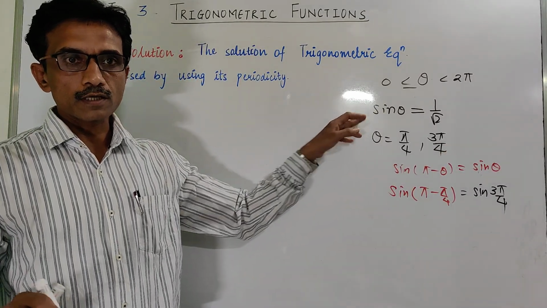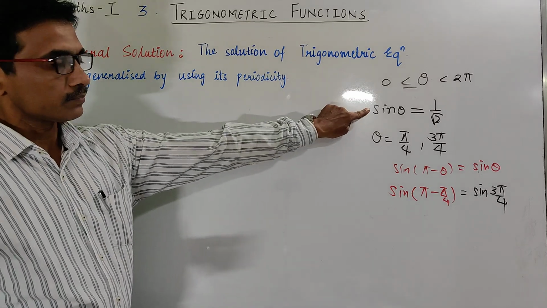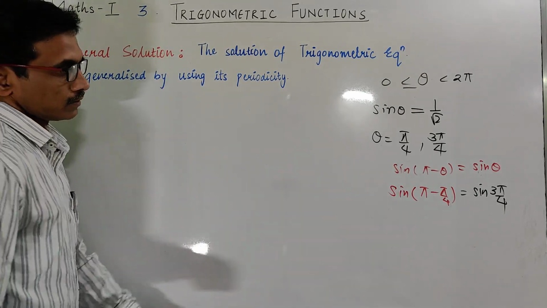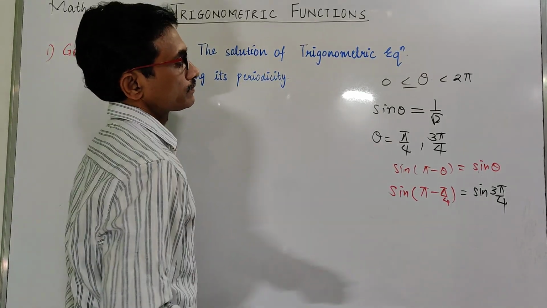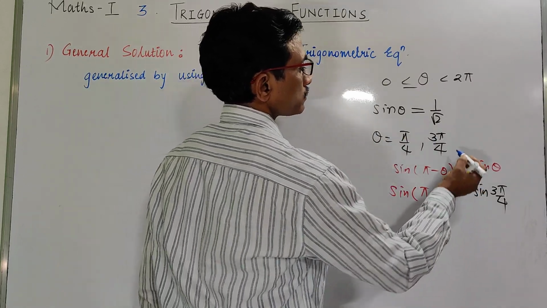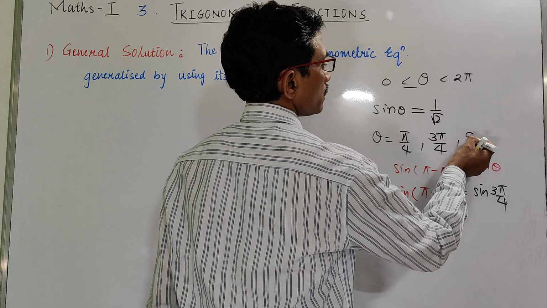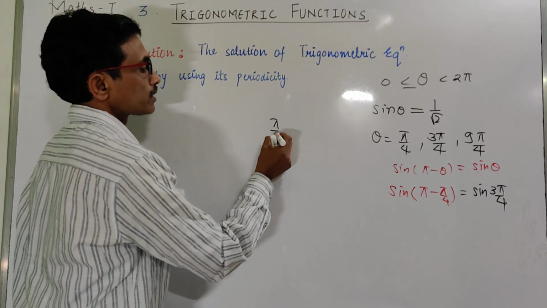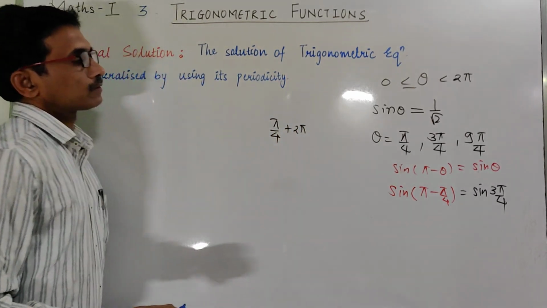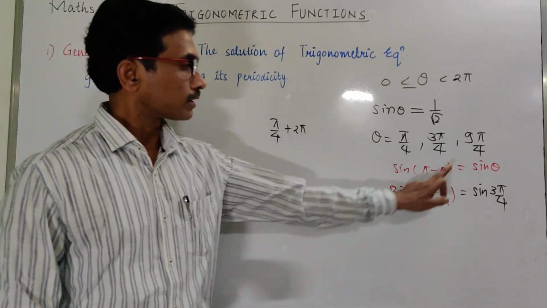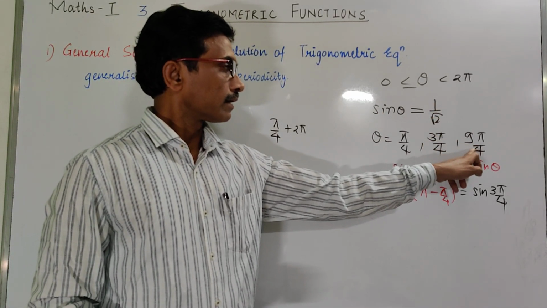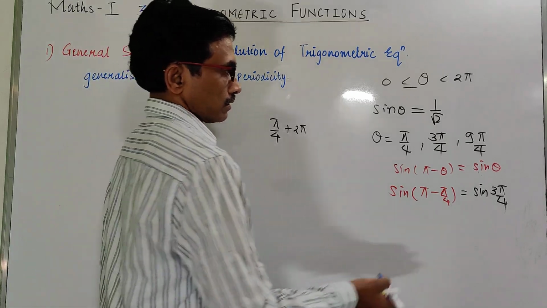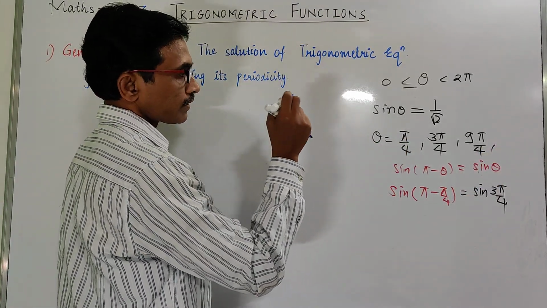We know trigonometric functions are periodic functions. So this sine function is periodic with period 2 pi. After every 2 pi period you will get the same value. So if we add 2 pi here, what value will we get? Another value will be 9 pi by 4. We are adding 2 pi to pi by 4, so we get 9 pi by 4. For this again the sine of the angle is 1 by root 2, so this again becomes a solution of the trigonometric equation. Here we can find an infinite number of solutions.